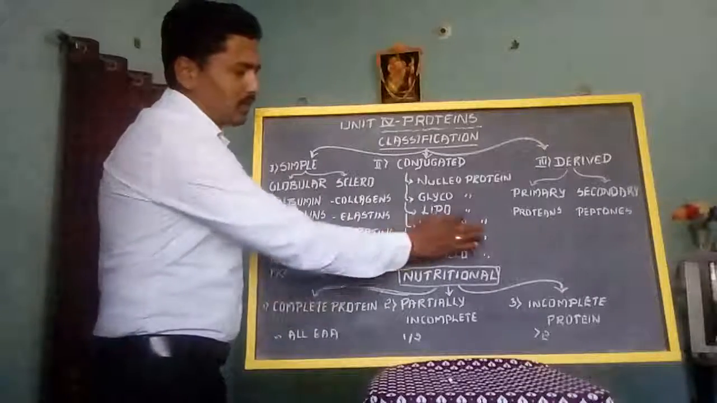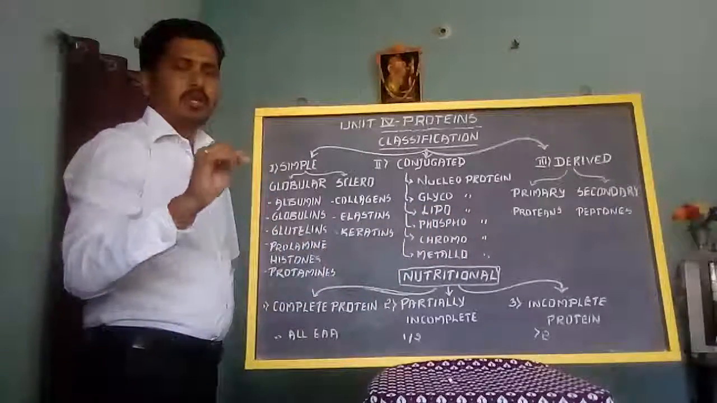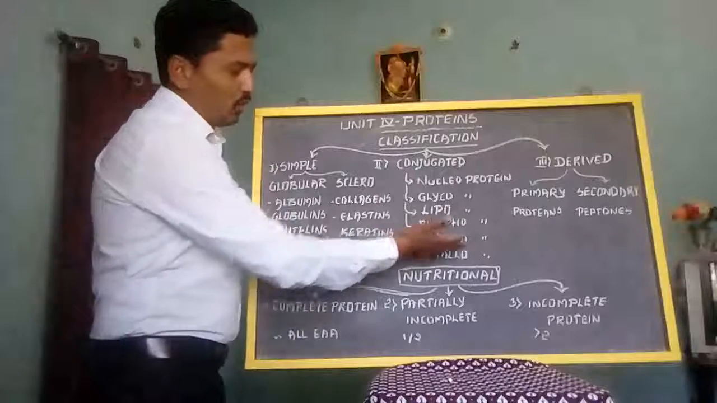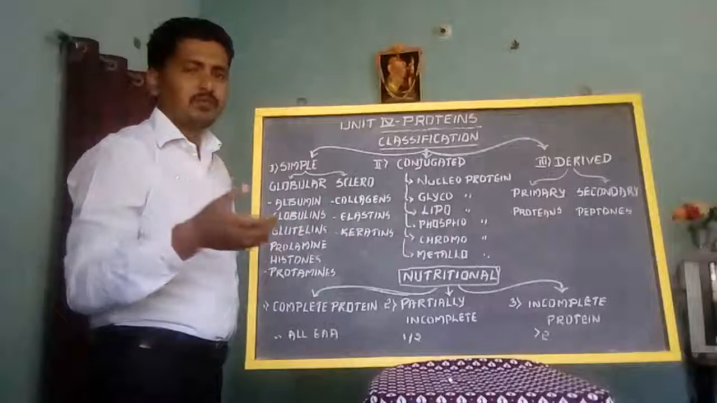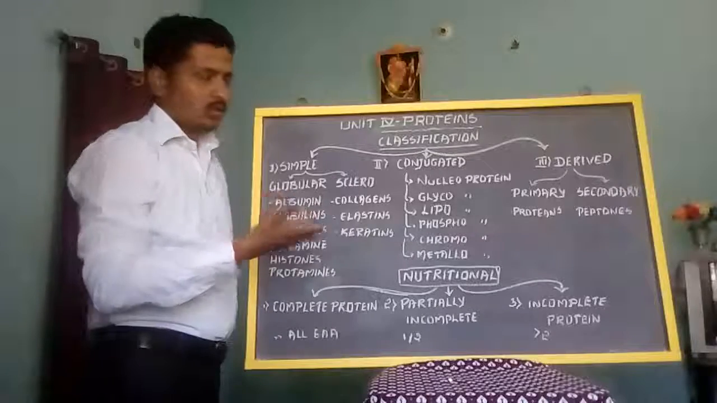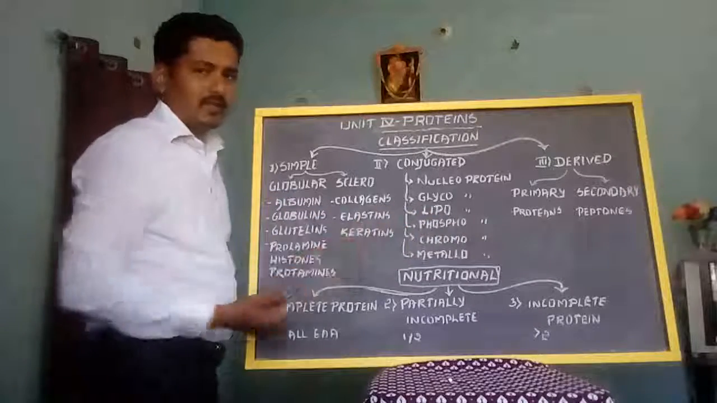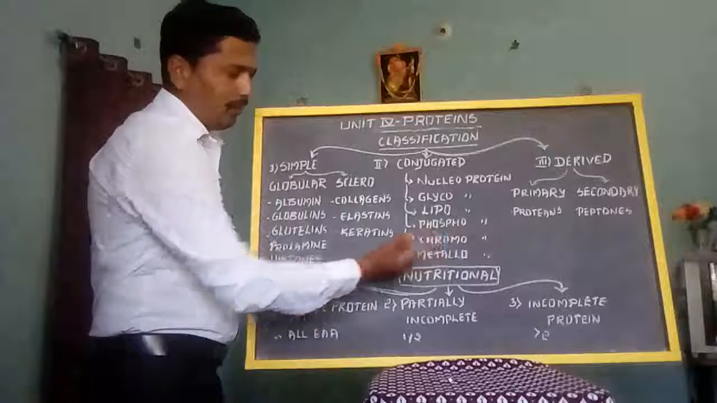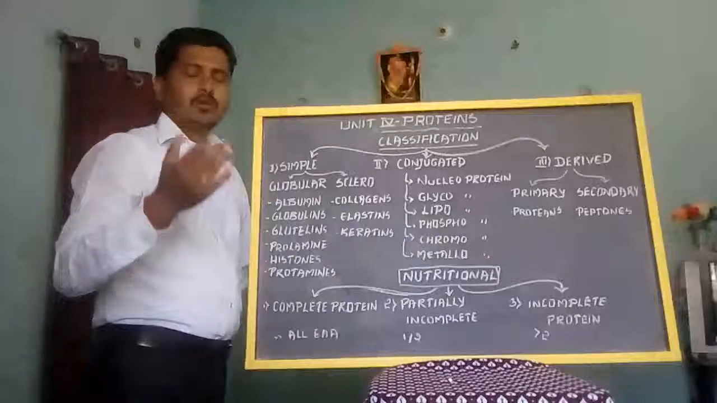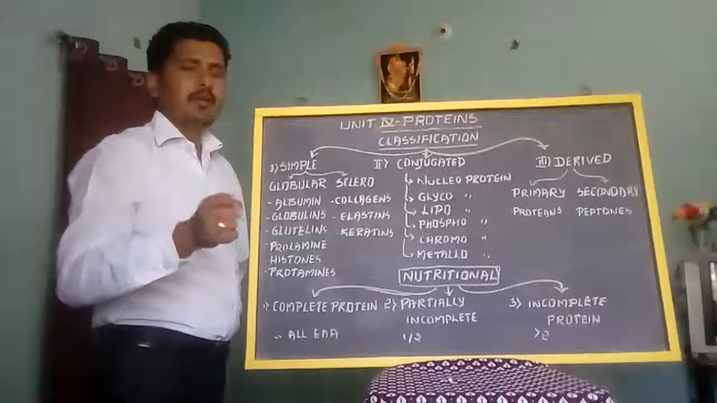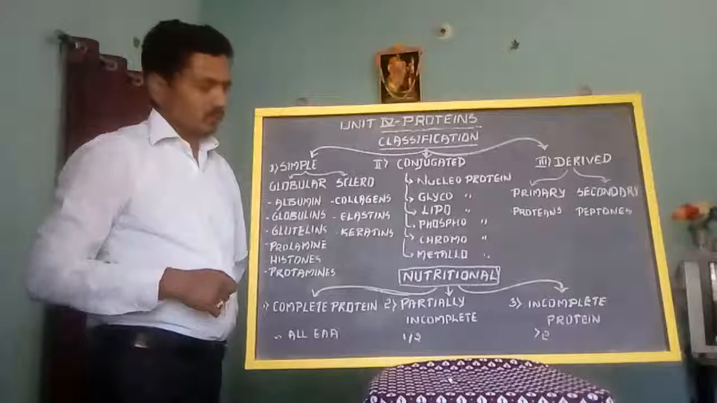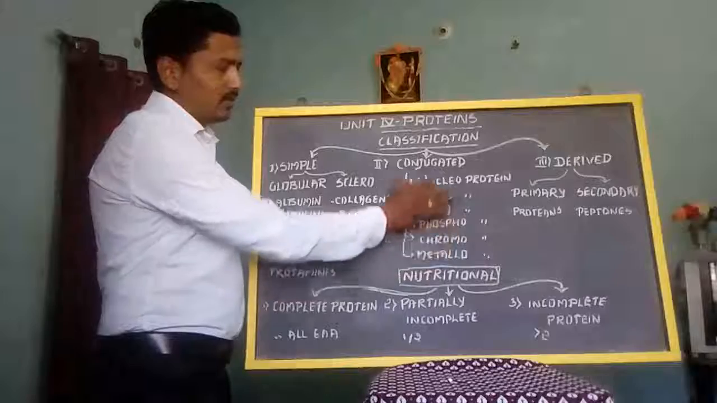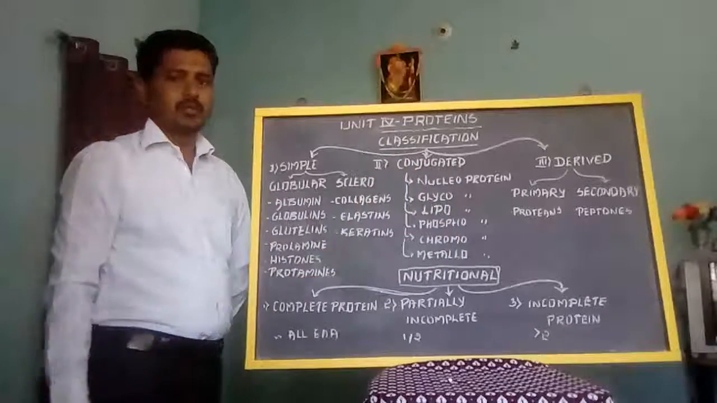And phosphoproteins, protein plus phosphoric acid. Chromoprotein, protein plus a coloring element, for example, hemoglobin, chromatin is there. And next one, metalloproteins, protein plus any metals, for example, copper. Those things become part of conjugated proteins.